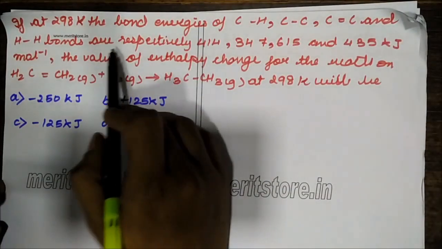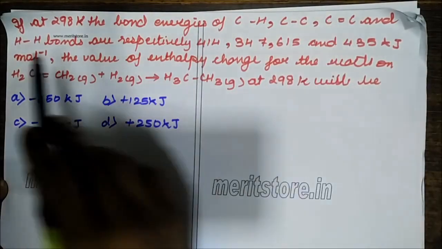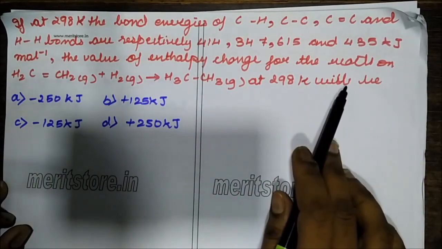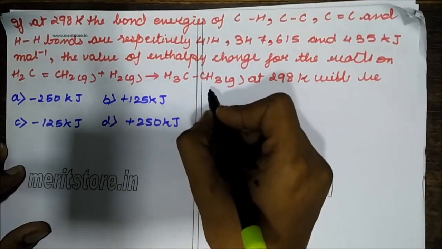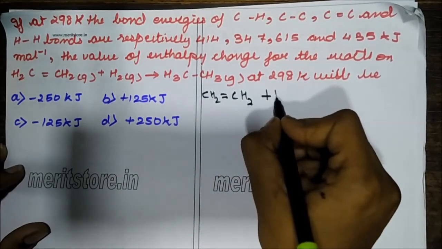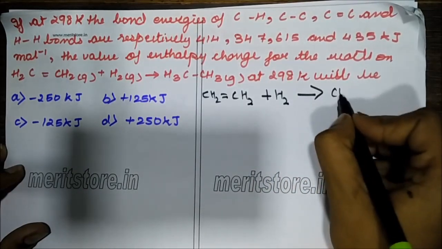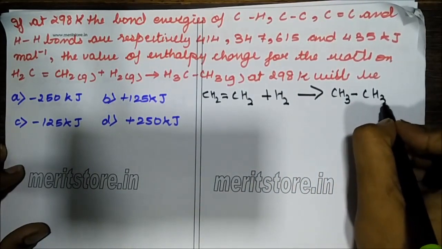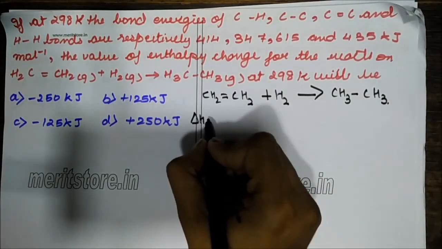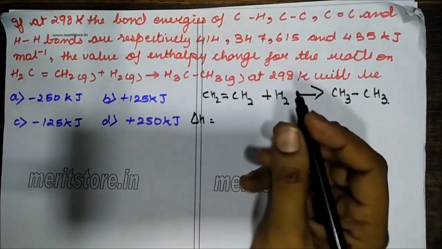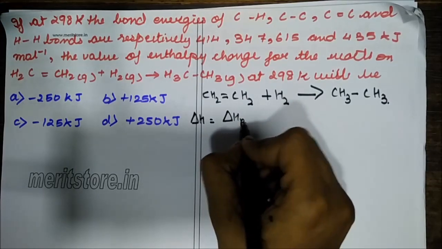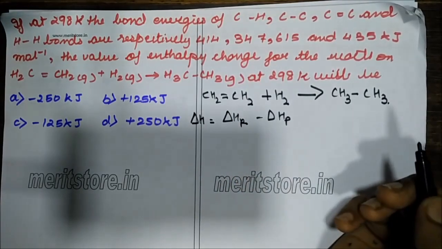At 298 Kelvin, the bond energies of C-H, C-C, C double bond C and H-H are respectively given to you. The value of the enthalpy change for this reaction is being asked. So what's the reaction? The reaction that is given is CH2=CH2 plus H2 forming CH3-CH3. Okay. Now, how is the enthalpy change calculated? Enthalpy change is calculated by the enthalpy change of the reactants minus enthalpy change of the products.